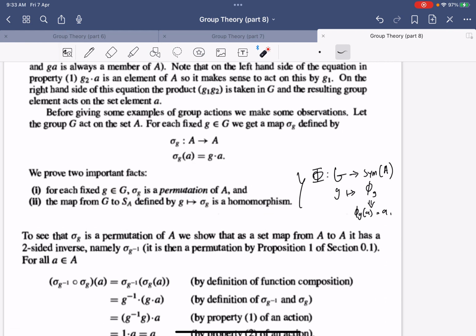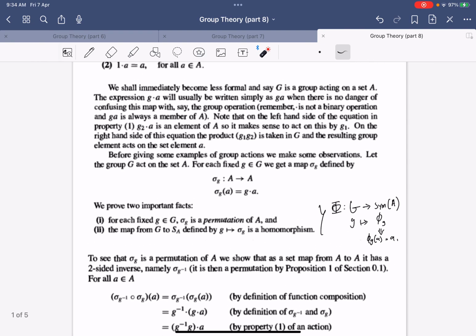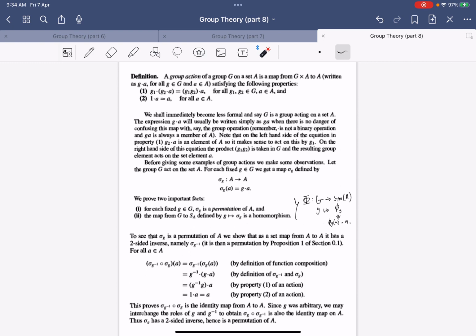So what it's really saying is this capital Phi is a map from G to the set of bijective functions from A to A. Then each G is sent to little phi of G, and this little phi is defined to be sending A to another A. So this is the permutation, and this capital Phi is the homomorphism. We'll take note later, after we prove these two facts, of what this really means and how we think of it intuitively.